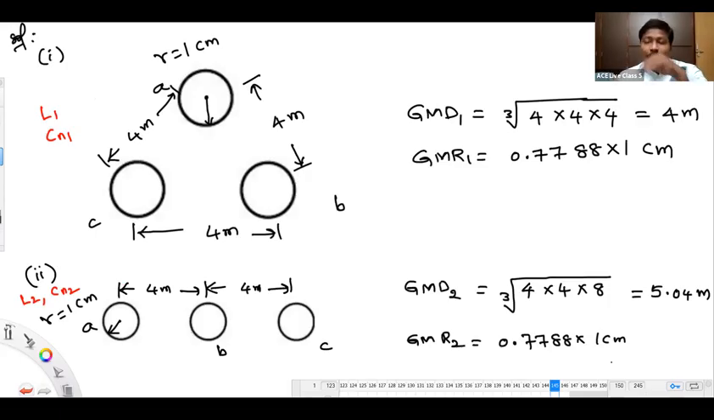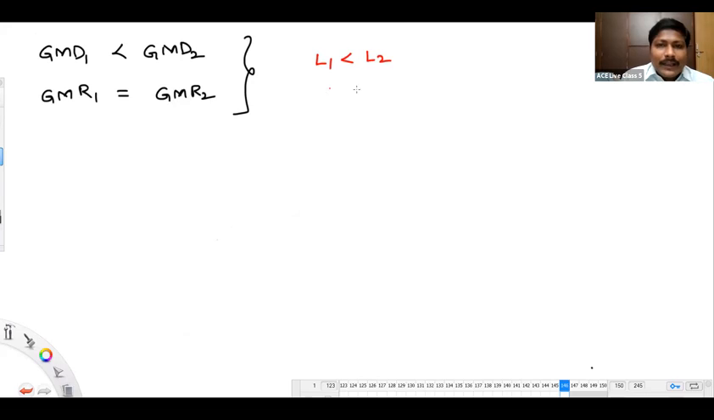Because if GMD is low, capacitance is more. Just to go through the formula: 2 pi epsilon naught epsilon r by ln of GMD by R. Yesterday only we have discussed about it. So capacitance will be greater if the GMD value is less.